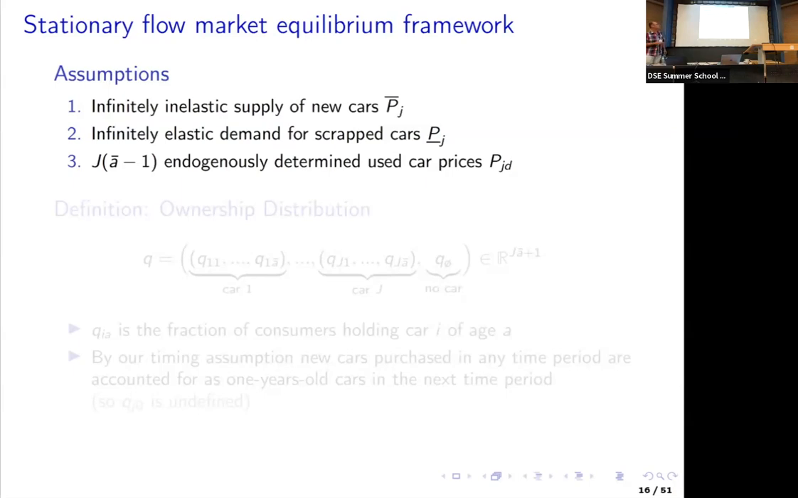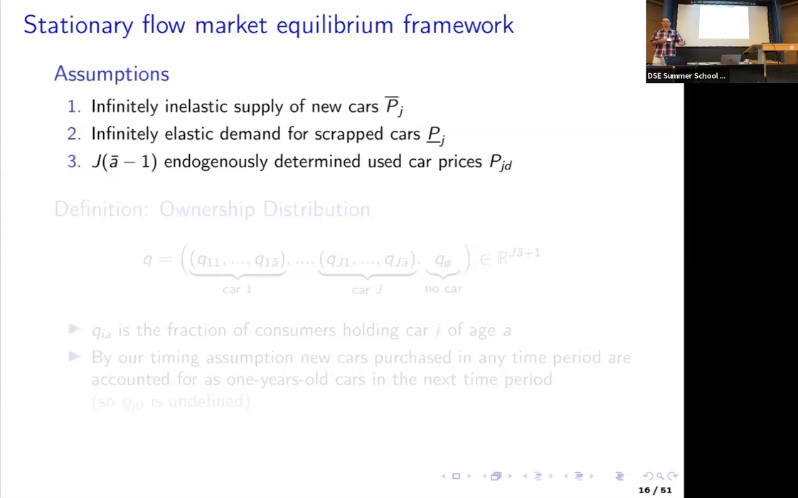Infinitely elastic demand for scrap cars. Remember, this J indexes the type of car, so all cars of the same type will be scrapped at the same price. And so what we're left with is this J times (A bar minus 1) endogenously determined used car prices. This is the equilibrium object. So we have capital J types of cars. Each car starts as new, the new price is fixed, and ends as scrap at the terminal age of the car, A bar, which is here.